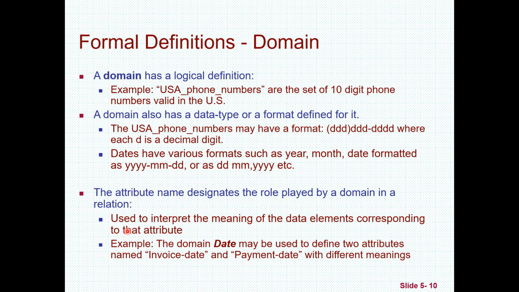Another explanation for the domain is as a logical definition. For example, in the USA, phone numbers are a set of 10-digit phone numbers valid in the United States. A domain has a data type or a format defined for it. The USA phone numbers may have a format like this one, where each D is a decimal digit. There may be different types of domains. For example, the date domain may be used to define two attributes, invoice date and payment date, with different meanings.